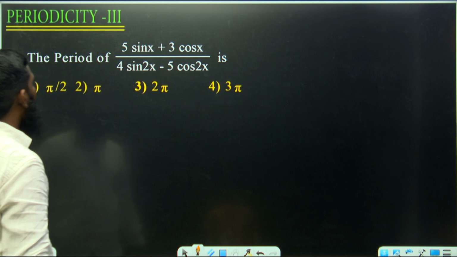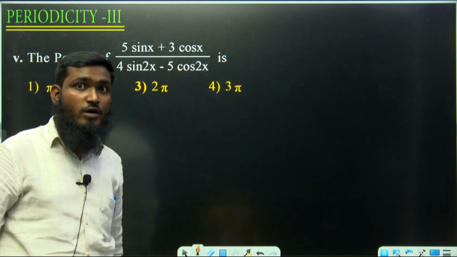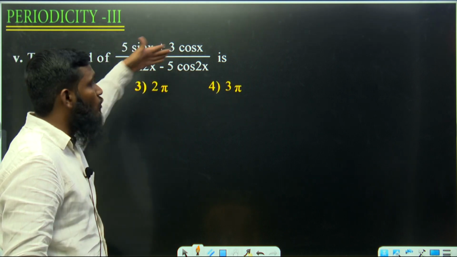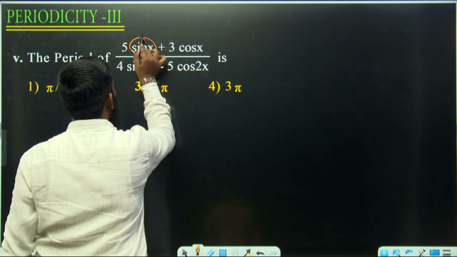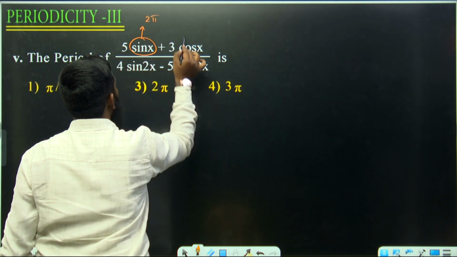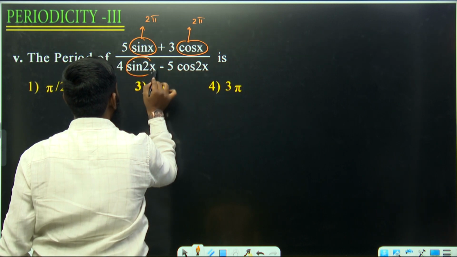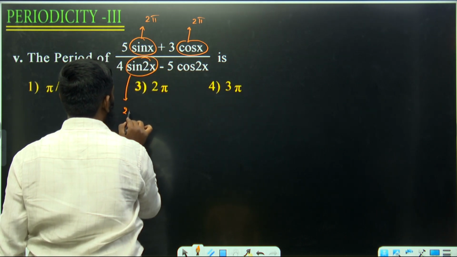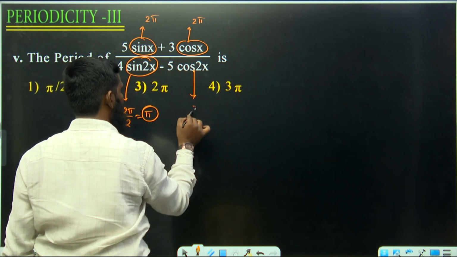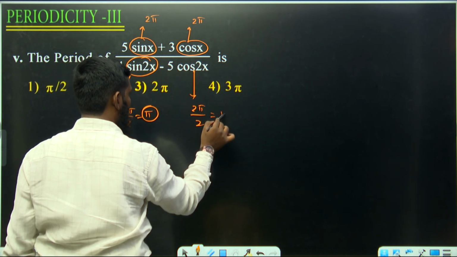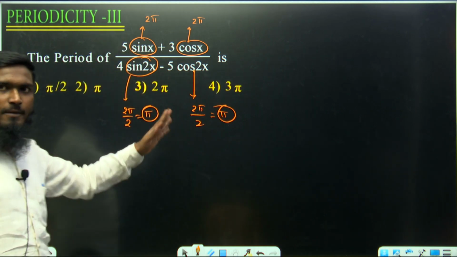Okay. Now next part, the period of (5 sin x plus 3 cos x) divided by (4 sin 2x minus 5 cos 2x). Now in this we are having 4 functions. First let us go with this part. What is the period for sin x? 2 pi. What is the period for cos x? Again 2 pi. What is the period for sin 2x? Sin 2x means 2 pi by 2, which is equal to pi. Then this part also 2 pi by 2, which is equal to pi. So we are getting 2 pi, pi. Okay.